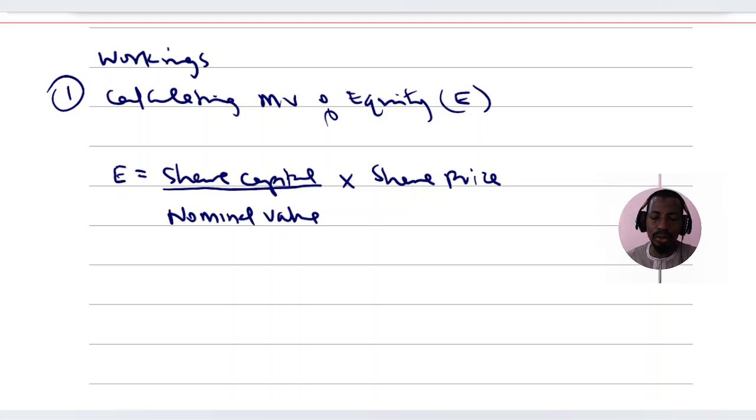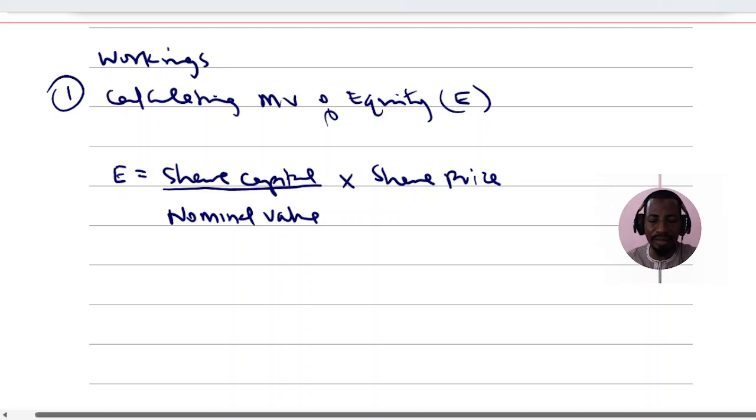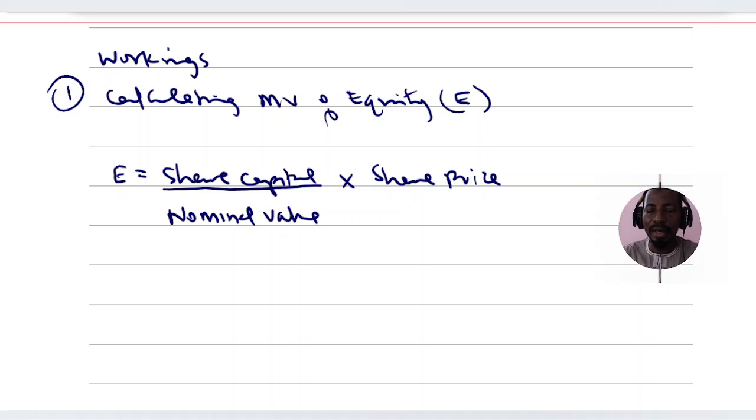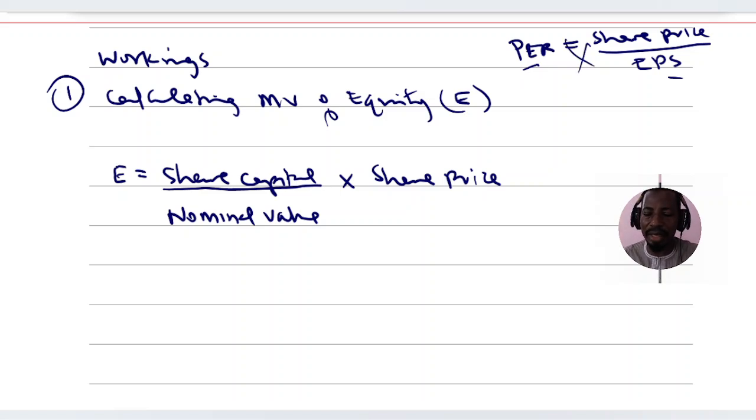Again, when you look at this question, I don't have share price. The examiner did not give to us the share price, but you know for sure that in the question you are given earnings per share, you're also given price earning ratio. With that information, I should be able to calculate my share price, because price earning ratio is calculated as share price divided by earnings per share. So the examiner has given you the price earning ratio. You are also given earnings per share. So you are looking for share price. Just cross multiply to get the share price.